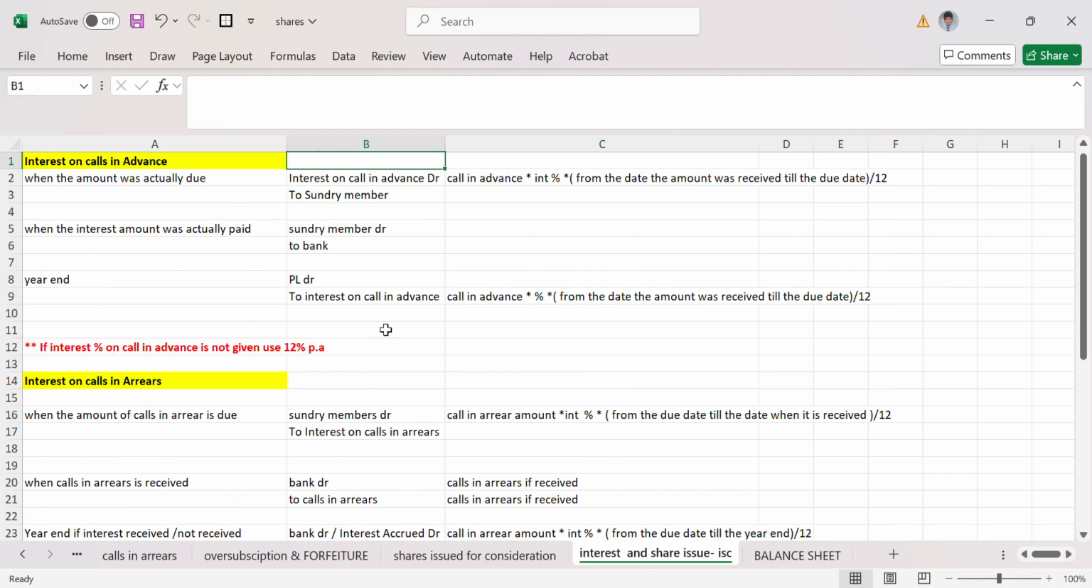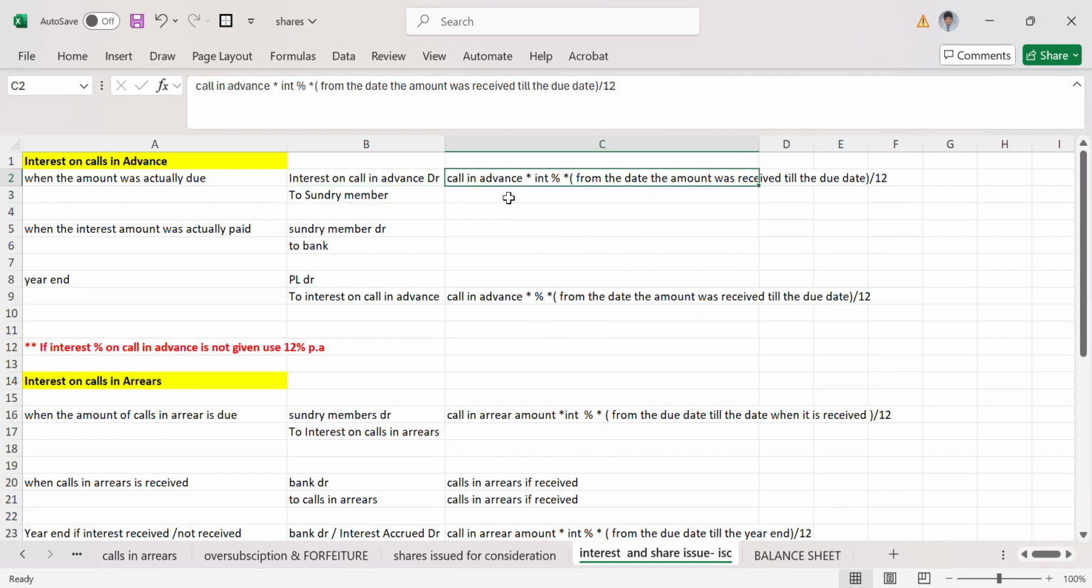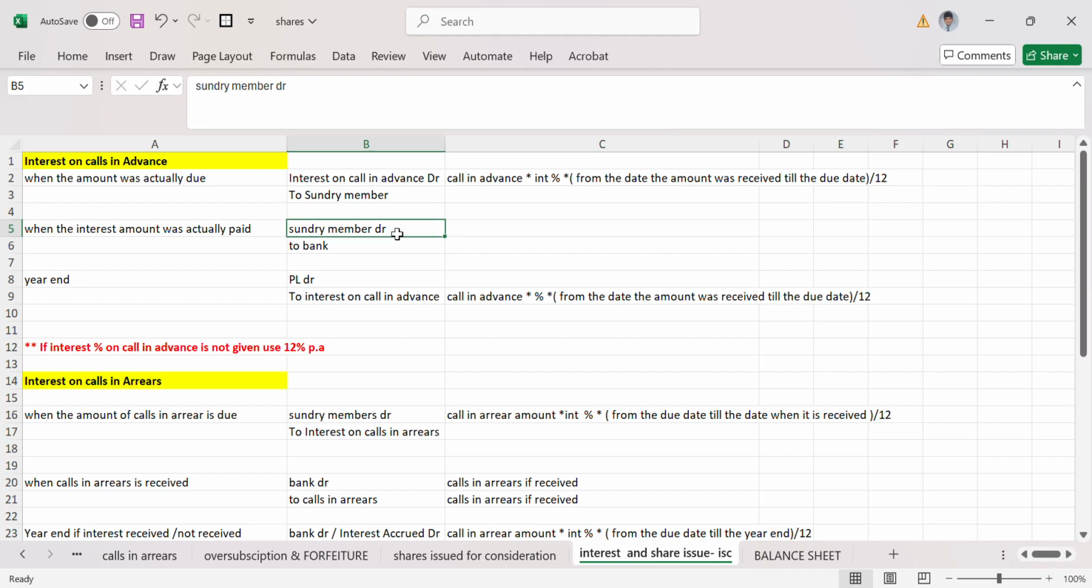Then we come to interest on costs in advance. Sometimes a shareholder might pay some money in advance, so we have to pay interest on it. It's an expense for us, so debit interest on costs in advance and credit sundry members. Again, I will see how much is the advance amount and apply the interest percentage. If the interest percentage is missing, I'll use 12%, and I will see the time period for which the money was given in advance. Then I will pay this interest to sundry members and transfer this interest to profit and loss.